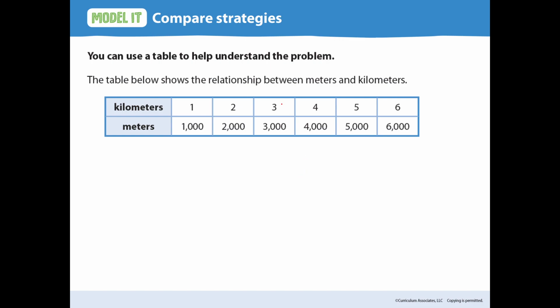So we know that if it's 3.5, that would go right in between these two. It'd be halfway between. So we know that it'll be halfway between 3,000 and 4,000.